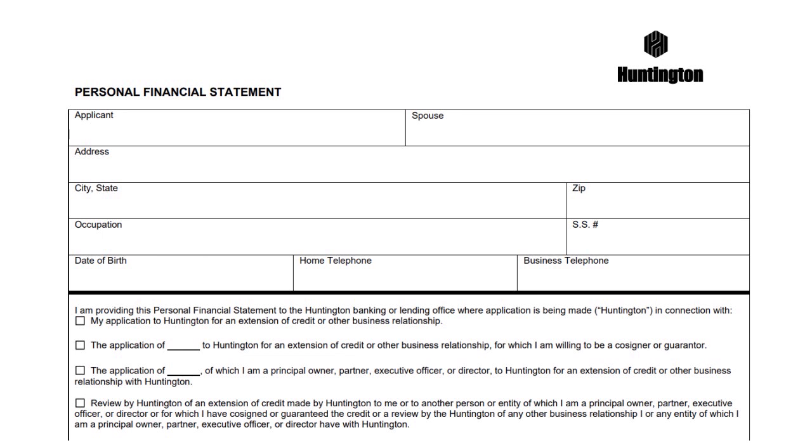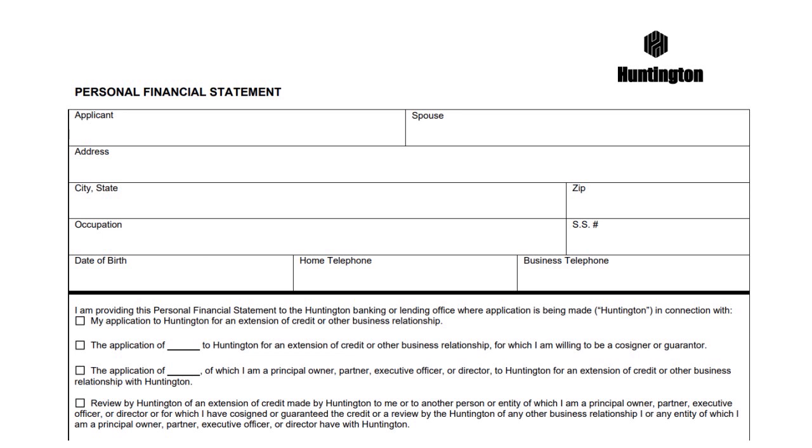Remember that if you read the four boxes there, they say, I'm providing this personal financial statement to the Huntington Bank or lending office where the application has been made in connection with. Then you have to actually check the right box. The first is my application to Huntington for an extension of credit or other business relationship. So this is if you already have a loan or line of credit with them and you want to extend it.